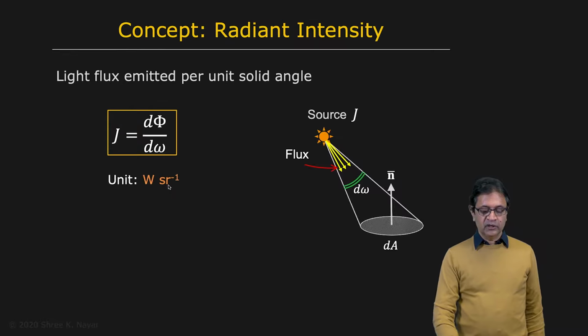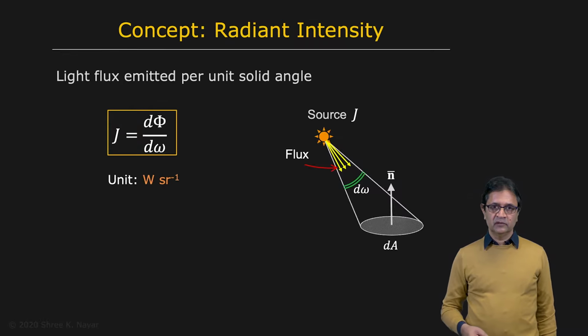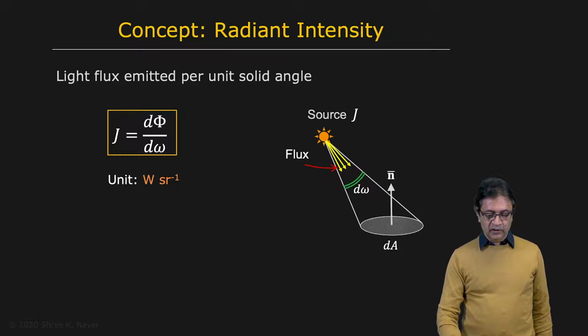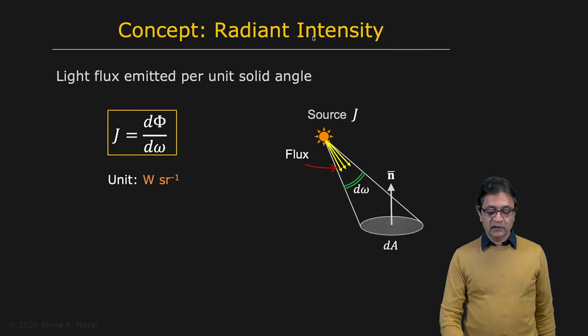And with that in place, we can talk about the brightness of a point light source. This is a light source right here, and its brightness is called its radiant intensity. We'll denote it as J. The radiant intensity is the flux emitted by the source per unit solid angle. So it's d phi divided by d omega, and the unit is watts per steradian.